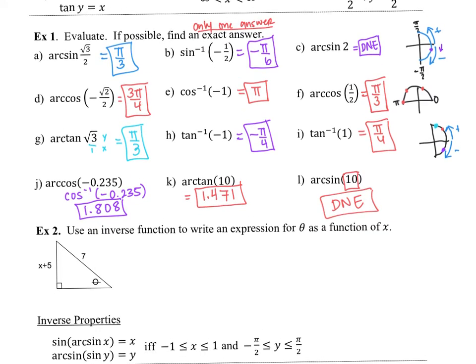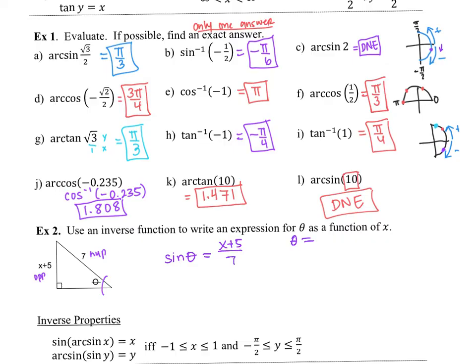Okay, now example 2 says, use an inverse function to write an expression for theta as a function of x. They're making this sound like it's a really fancy problem, but they just want you to use SOHCAHTOA. So they want you to write an expression for theta. So they want it to be theta equals, and then they want some kind of inverse function involved in it. Okay, first I'm just going to write this using SOHCAHTOA. Okay, this is theta, this is opposite, this is hypotenuse, so I'm going to use sine. So the sine of theta is x plus 5 over 7.